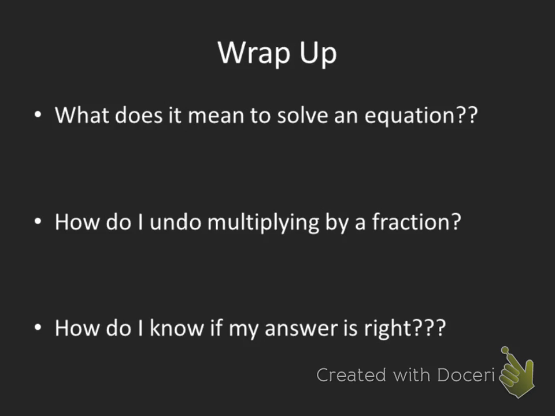That's what it means to solve. You are finding what X equals. So when the directions say solve an equation, you are telling me what X equals, or Y equals, or P equals. Good. You're isolating the variable. Next, how do I undo multiplying by a fraction? I have to find the reciprocal. You multiply both sides by the reciprocal.